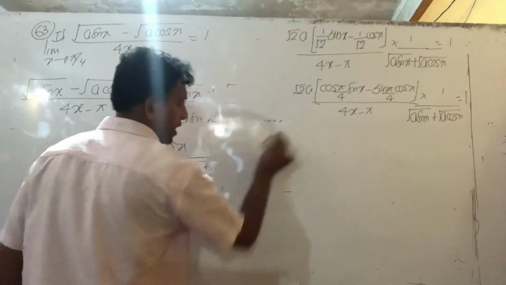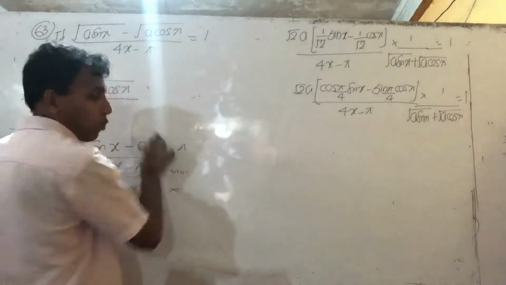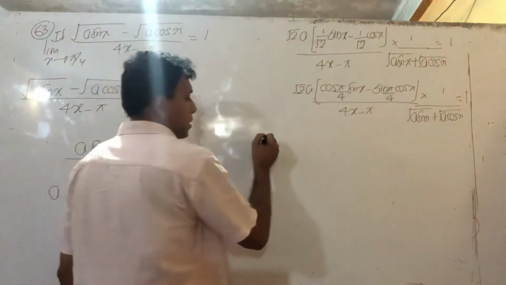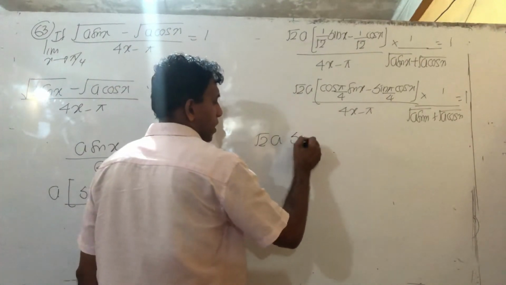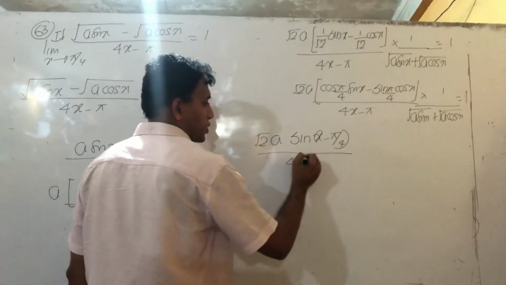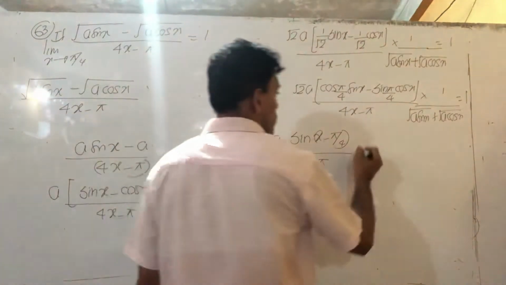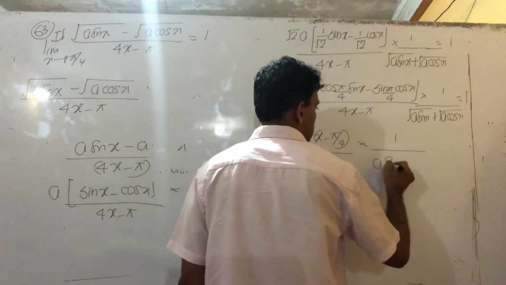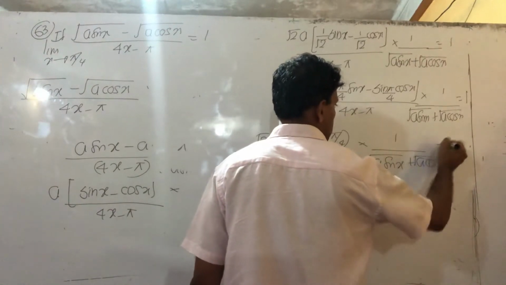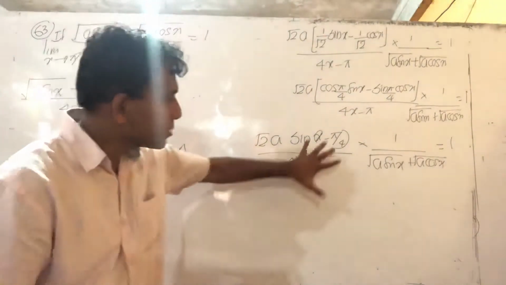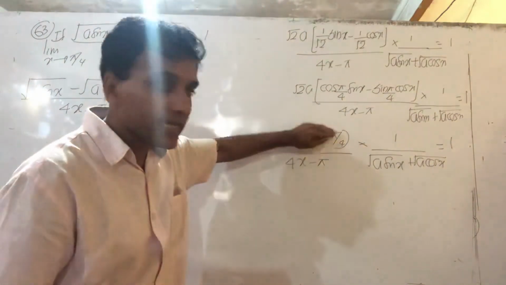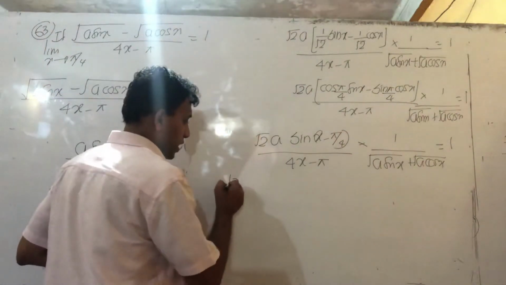So what is the benefit of changing to this a cos theta plus b sin theta pattern? See, sin a cos b minus cos a sin b, that is sin a minus b, is it? So sin of x minus pi by 4, over 4x minus pi, into 1 over a sin x plus a cos x, both inside the root. They say the answer is 1, right? Now we can change this to the sin theta over theta form. That's the only limit applied here, sin theta over theta is 1. A very good problem for future exams.